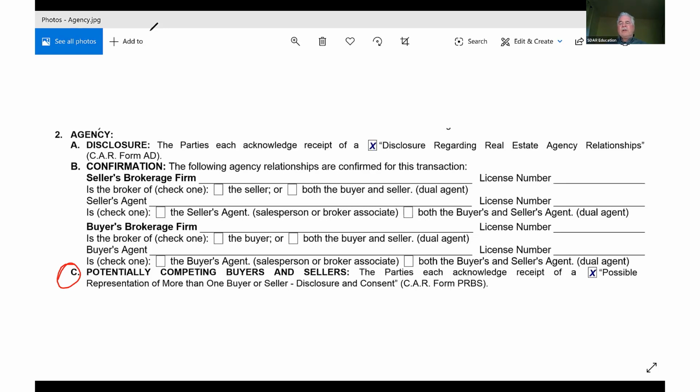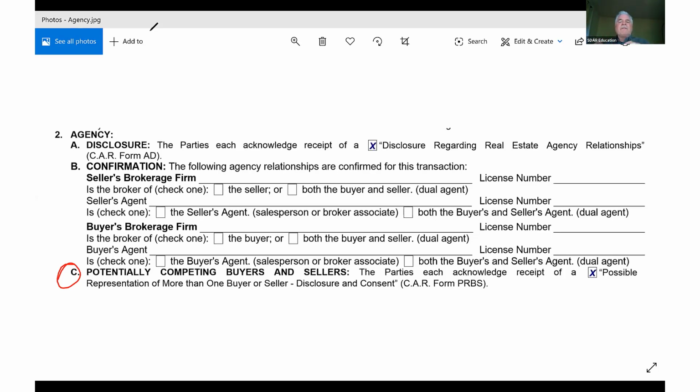Okay. And the same holds true for the other side. So this is the form that appears right after the agency disclosure form and right before the WFA, the wire fraud advisory form. So that's my PRBS, the possible representation of more than one buyer or seller disclosure, but also consent. By getting your buyer to sign that form, your buyer has consented to maybe your broker representing more than one offer on this property that your buyer is going after, and that those are competing offers. Okay, everybody good with that?